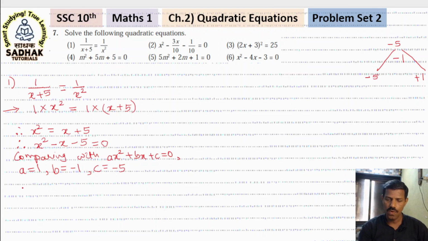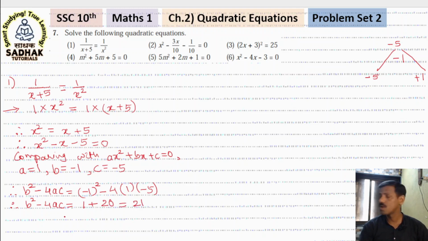For the quadratic equation method, first we find the value of the discriminant, that is b square minus 4ac. Here b square minus 4ac will be minus 1 square minus 4 multiplied by 1 multiplied by minus 5. Minus 1 square is 1, and 4 multiplied by 1 is 4, and that multiplied by minus 5 will be minus 20. Minus becomes plus, so it will become plus 20, and 1 plus 20 will become 21. So that is the value of the discriminant.